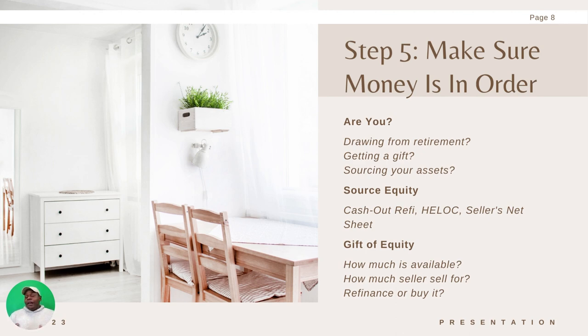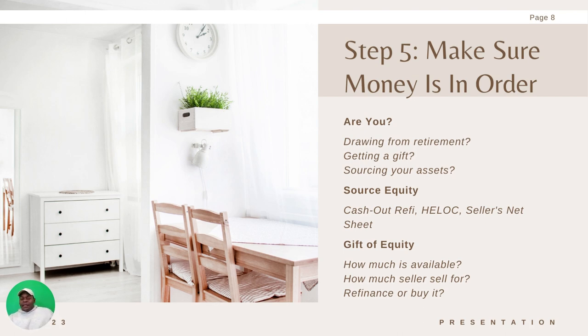So you have to figure out whether it's coming from checking and savings, whether it's coming from a big bonus, whether it's coming from retirement or a gift from your parents or your loved ones. And then we have to source those assets. How we source it is, is it from equity? Okay, it's from equity. Okay, no, it's not from equity. It's from cash, or it's from a deposit from this income. But we have to understand where you're going to get it from.